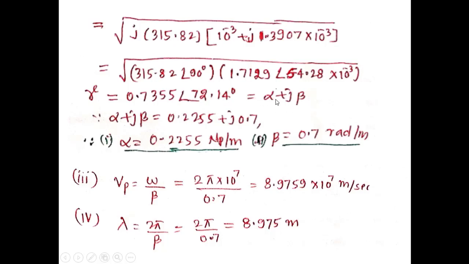Again converting this gamma into rectangular form, we get alpha plus j beta is equal to 0.2255 plus j into 0.7. Therefore, attenuation constant alpha is given by 0.2255 Neper per meter, and phase constant beta is equal to 0.7 radian per meter.